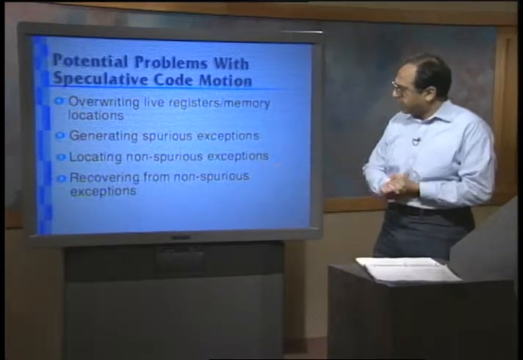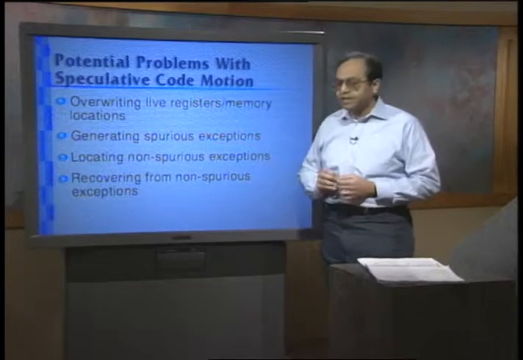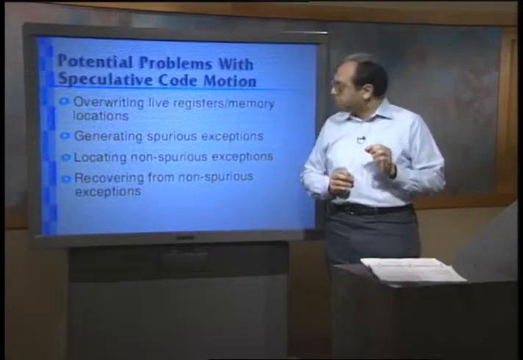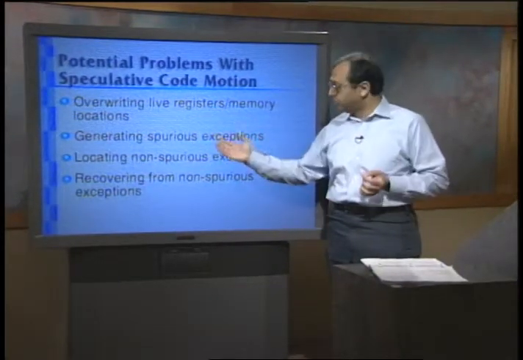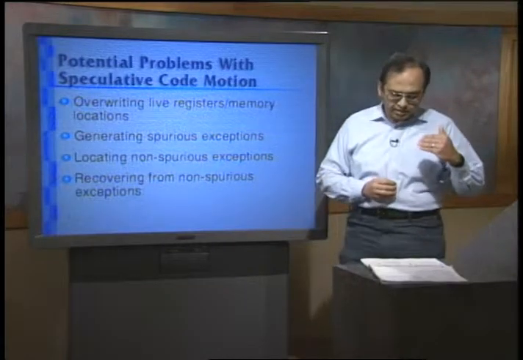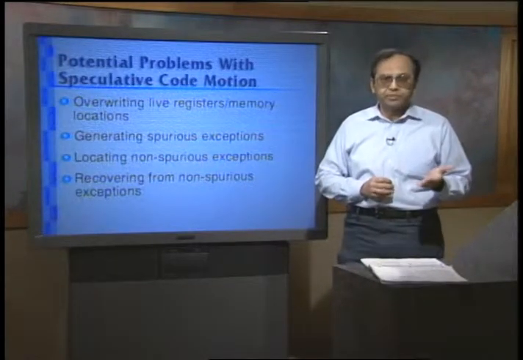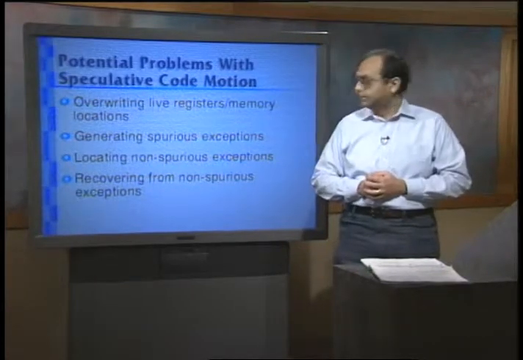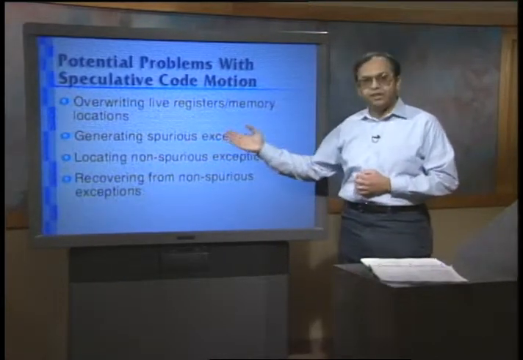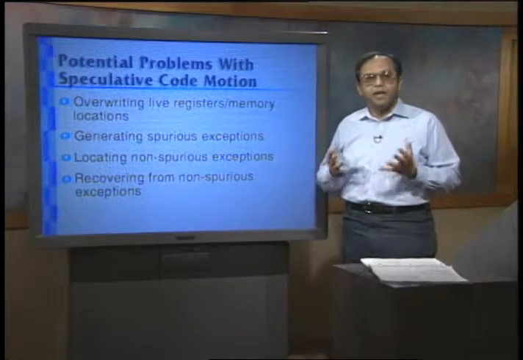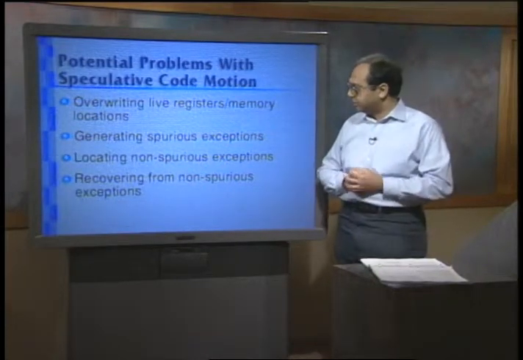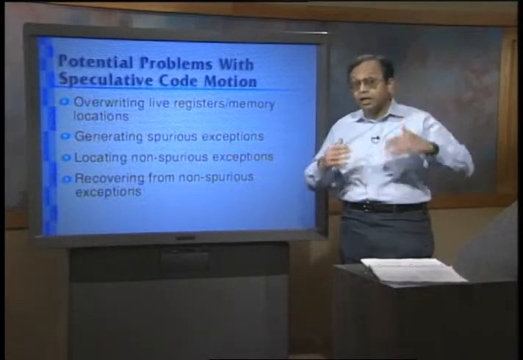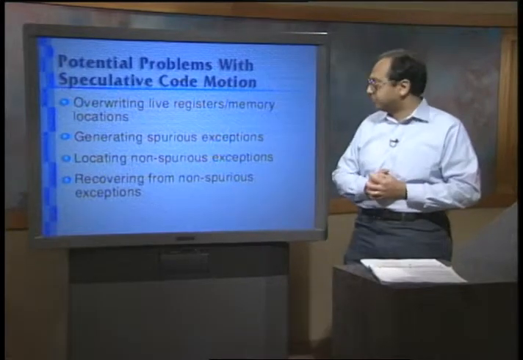There are two or three other problems as well. One is that we do not want to generate a spurious exception. In other words, the speculative operation might generate an exception, but it turns out that that speculative operation should not have been executed at all. And nevertheless, if we go ahead and flag that exception, we end up getting exceptions that weren't there in the original program and would not have occurred if our compiler had not done this speculative code motion.